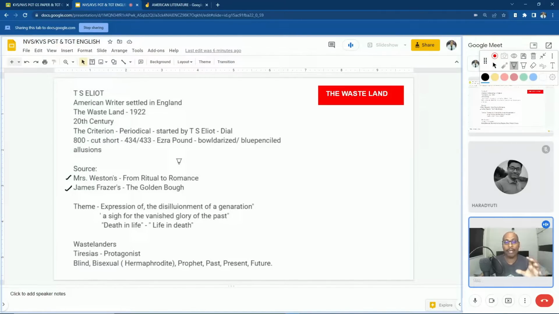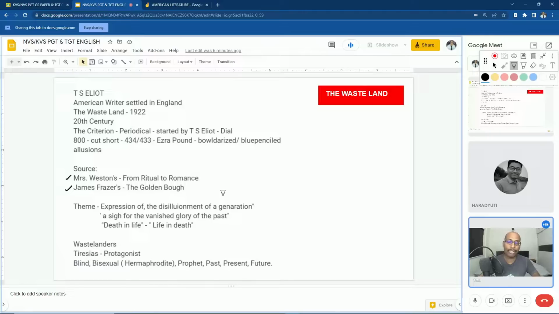Now, what is the theme of The Waste Land? Understand this theme of The Waste Land, Goji, and you will understand the entire poem even without anybody's support. What is the theme? Expression of the disillusionment of a generation. So yesterday we discussed what disillusionment is. Did you understand, Goji? Yes, sir. You gave some examples also. So let me again repeat.